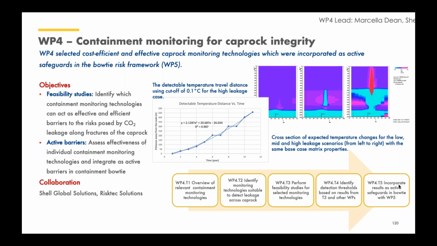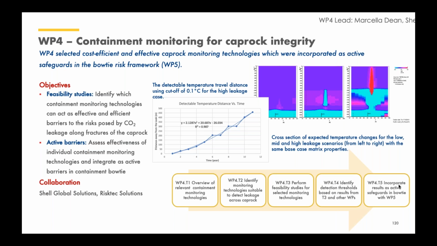One of the critical things is, of course, if we get leakage, can we observe that leakage with monitoring tools available, and what sort of monitoring tools would be most adequate? That comes with a big cost element. You could shoot with the big bazooka on your CO2 storage site, deploying everything that is available, but that is not cost effective, and monitoring is one of the most expensive things when we are doing CO2 storage. So we need to be as realistic as possible, and this is exactly what is done here.